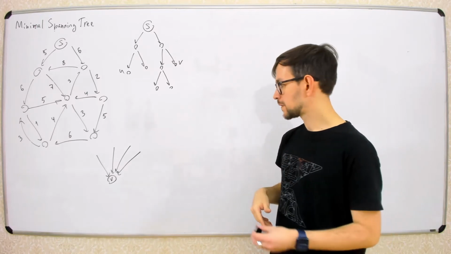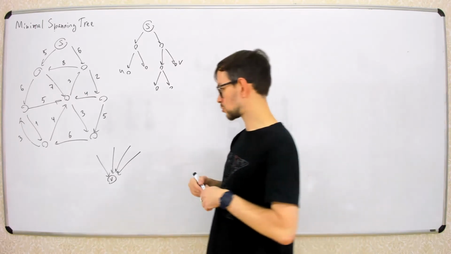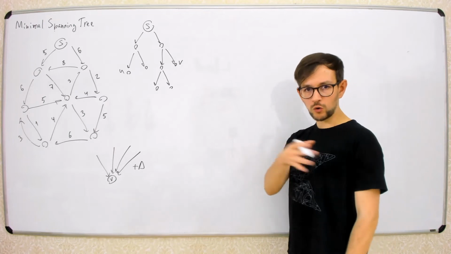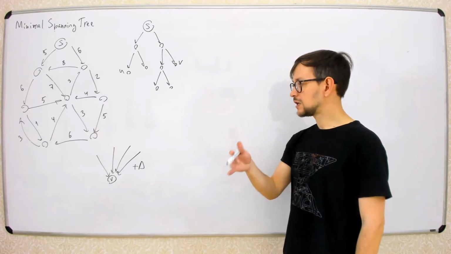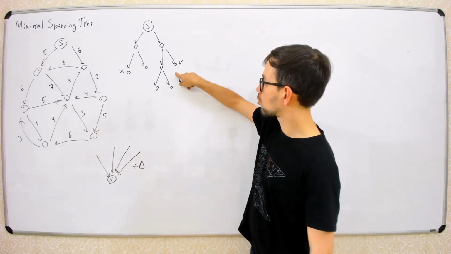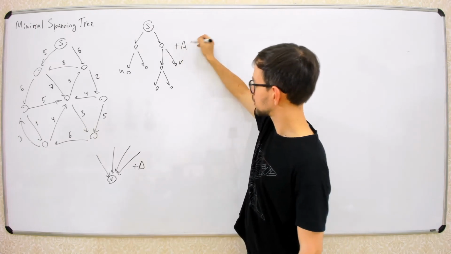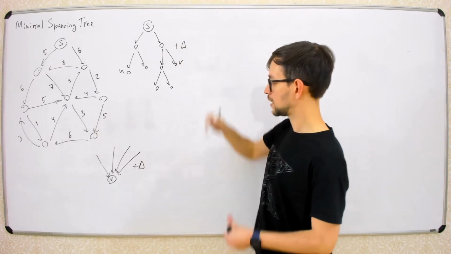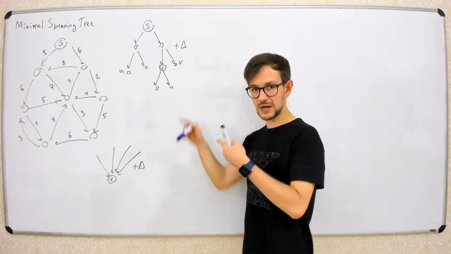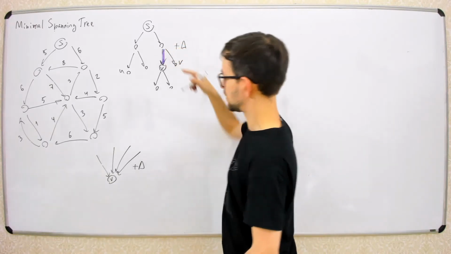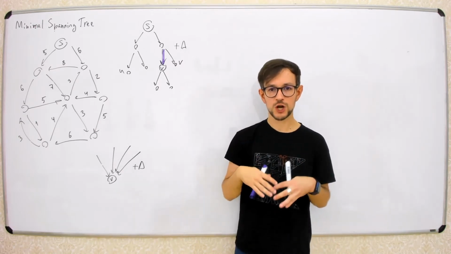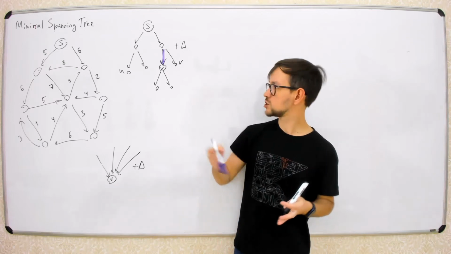So what you can do is add the same constant to all these. You can take all these edges and add the same delta to all the weights of these edges. If you add delta to each of these edges, then the total cost of this tree will also be increased by delta. Because you have this v somewhere here, exactly one of these edges will be increased by delta. So again, this operation does not change the result. It does not change the final tree.